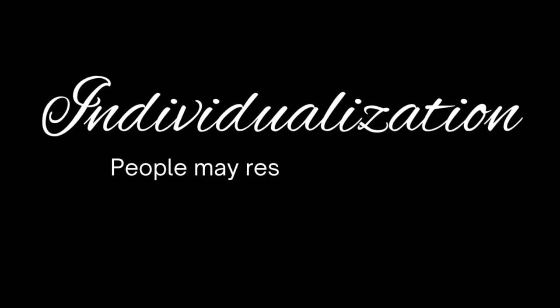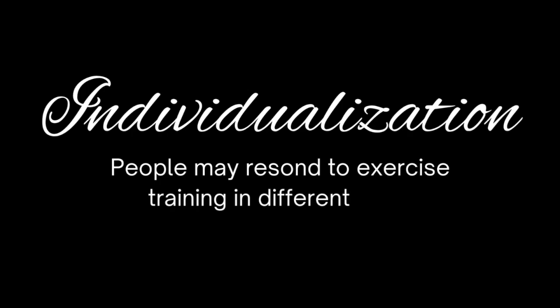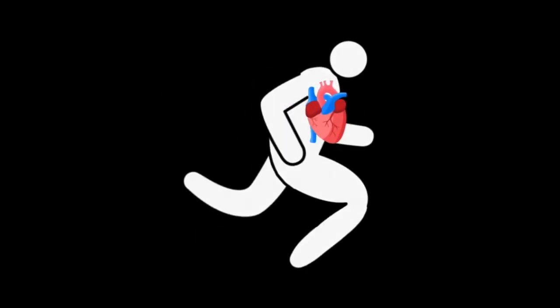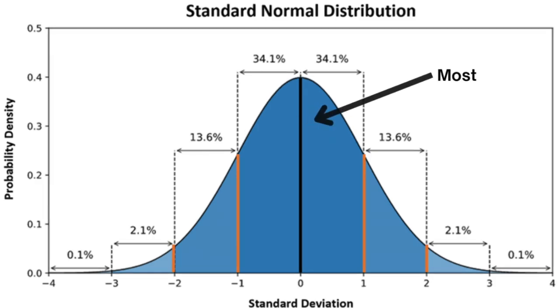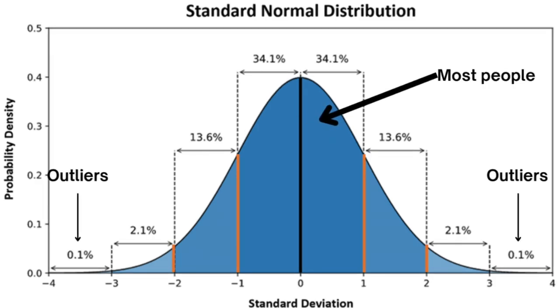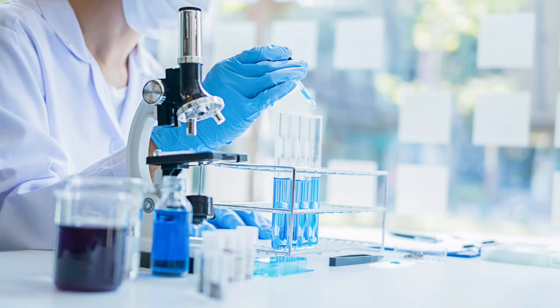Moving on to individualization. Individuals may respond to exercise training in different ways. As is the case with many things, people's physiological responses to exercise exist on a normal distribution or bell curve. Though the majority of people respond in the same way, there are always outliers and individual variants throughout the population. This highlights the importance of experimentation in an exercise program.